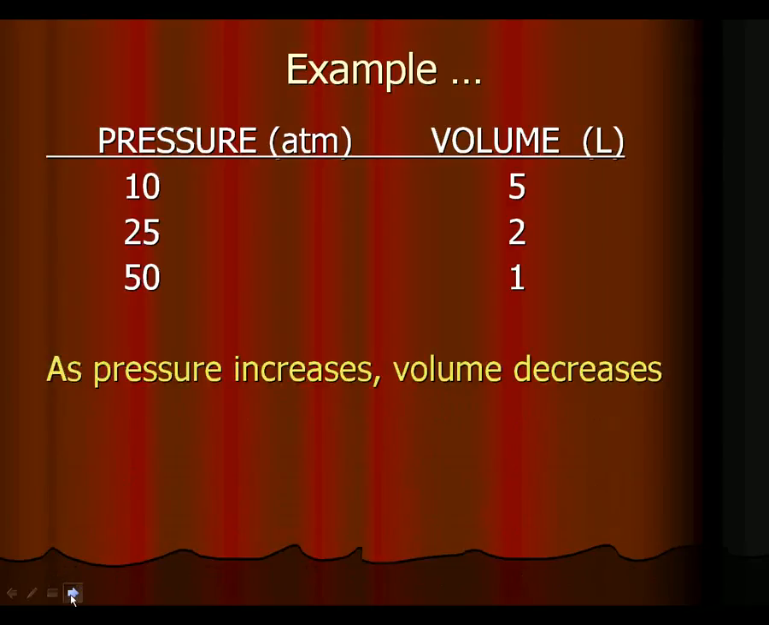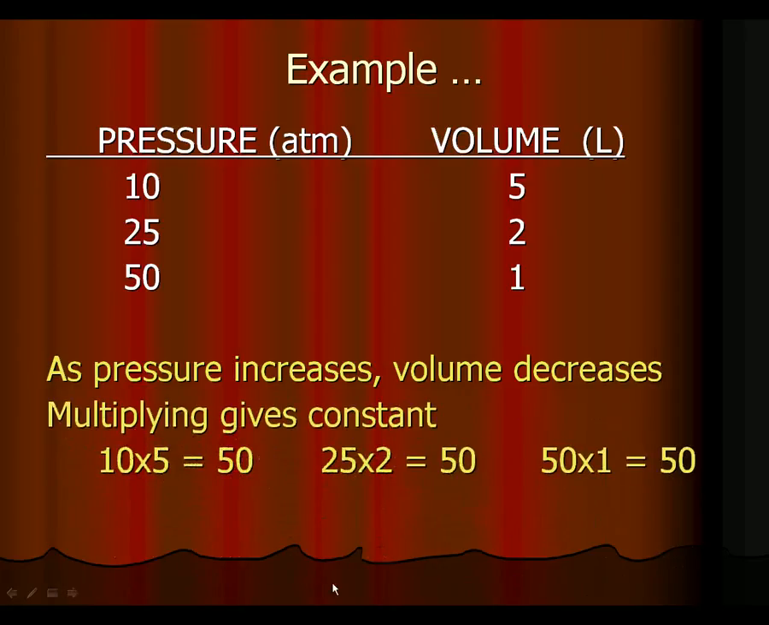That leads you to believe that it might be an inverse proportion. The way that you're going to test that is by multiplying. We said if it's an inverse proportion, multiplying will give you a constant. 10 times 5 gives you 50. 25 times 2 gives you 50. 50 times 1 gives you 50. So each time you multiply, you get the same number. That's what we mean by a constant. Multiplying gives you the same number over and over again.